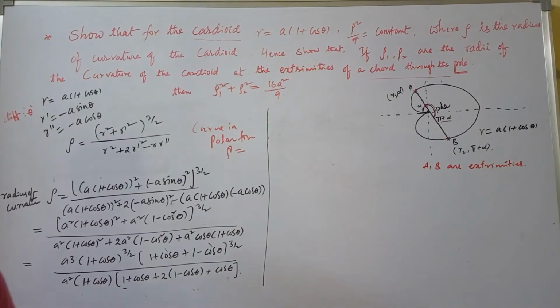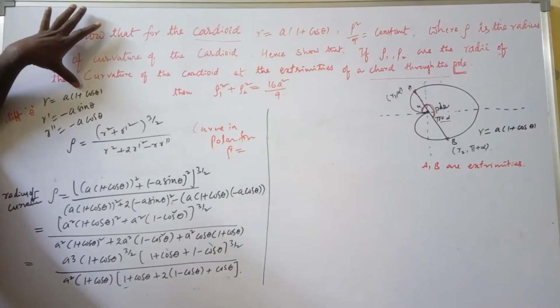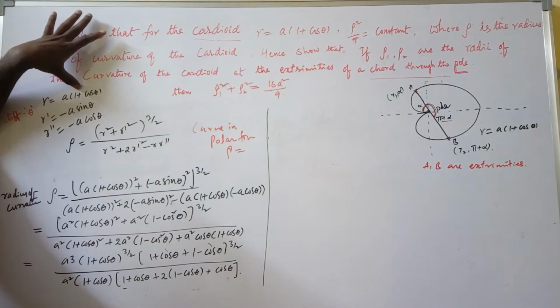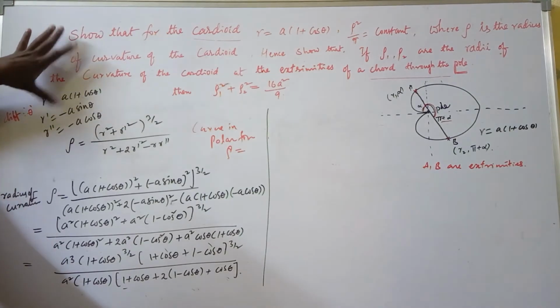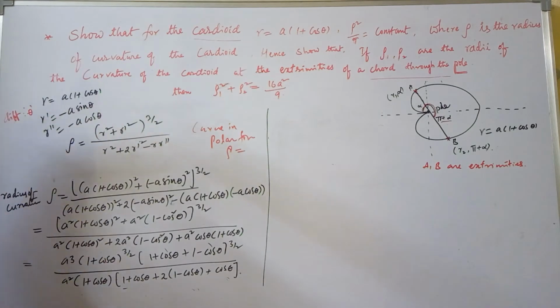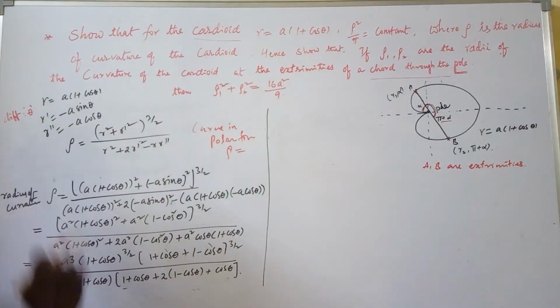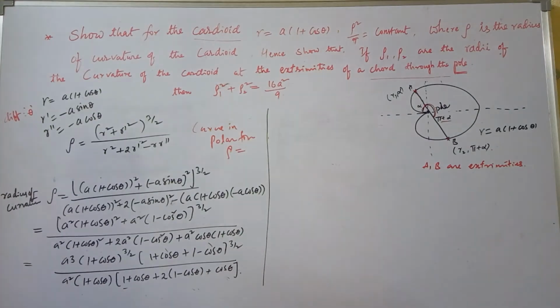Is it clear or not? Yes. Okay, so r is the polar coordinate equation. r dash is minus a into sin theta, and the second order derivative is minus a into cos theta. So substitute these three values in the radius of curvature formula.